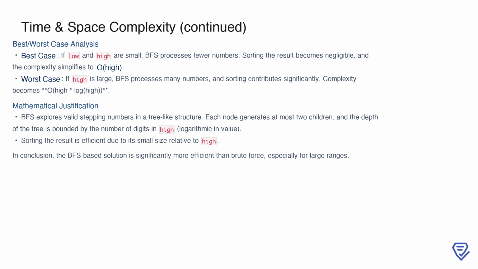To justify this mathematically, we note that BFS explores stepping numbers in a tree-like structure. Each node generates at most 2 children, and the depth of this tree is bounded by the number of digits in high, which grows logarithmically with the value of high. Sorting is efficient due to the relatively small size of the result list compared to high. In conclusion, the BFS-based solution is far more efficient than brute force, especially for large ranges, and it balances both time and space complexity effectively to handle the problem with optimal performance.